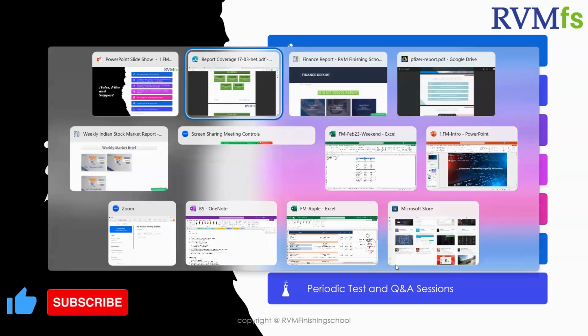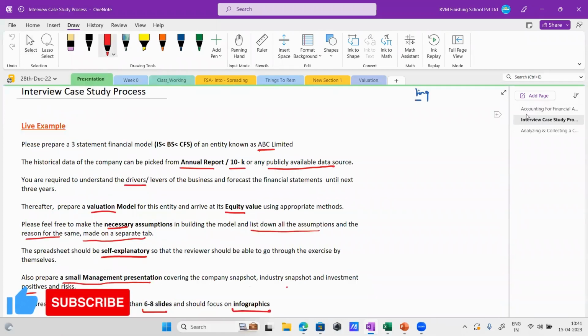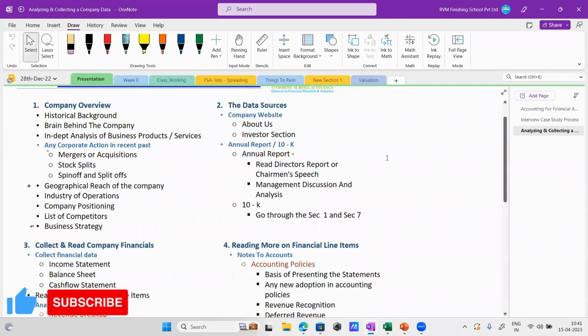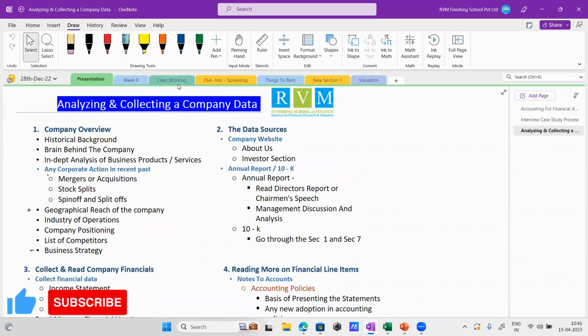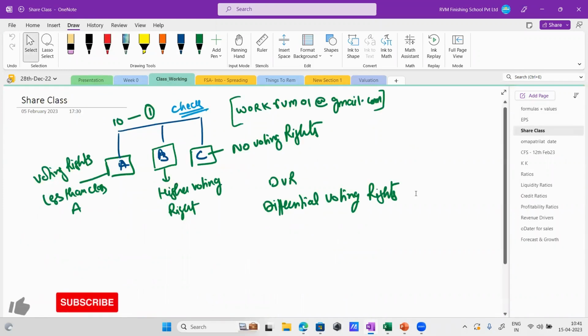So let me show you how your file runs. Let me show you a notes file. This is the same batch that we were talking about. Here you will have accounting for finance and all those things coming in. You will have analyzing and collecting financial data. The class working is the scribbling that I do, because in the financial world there are a lot of things that keep adding on. So we talk about this entire thing in here.